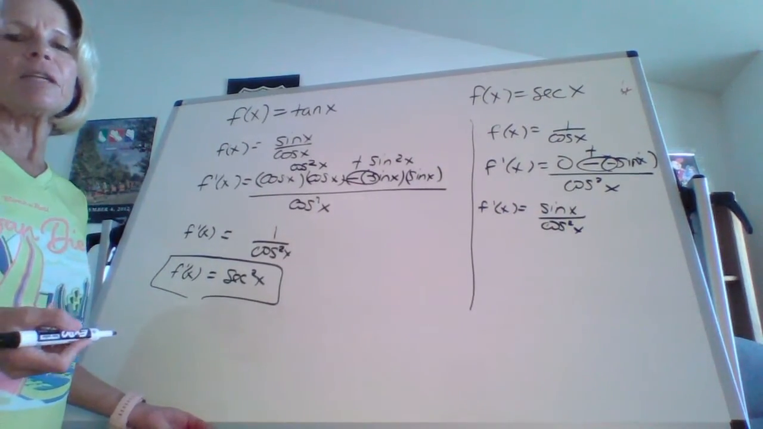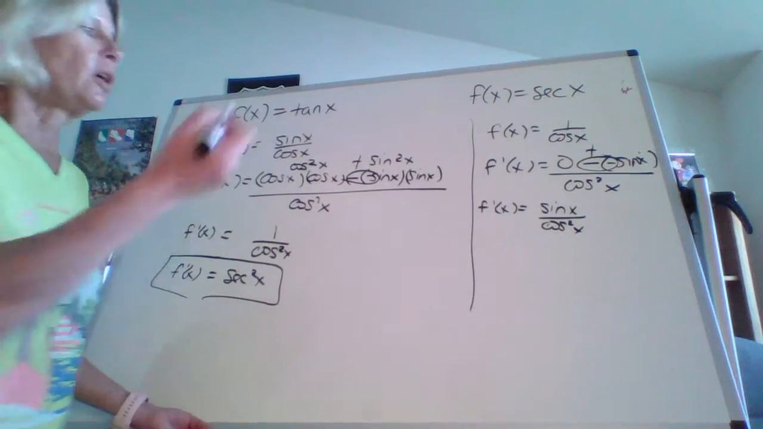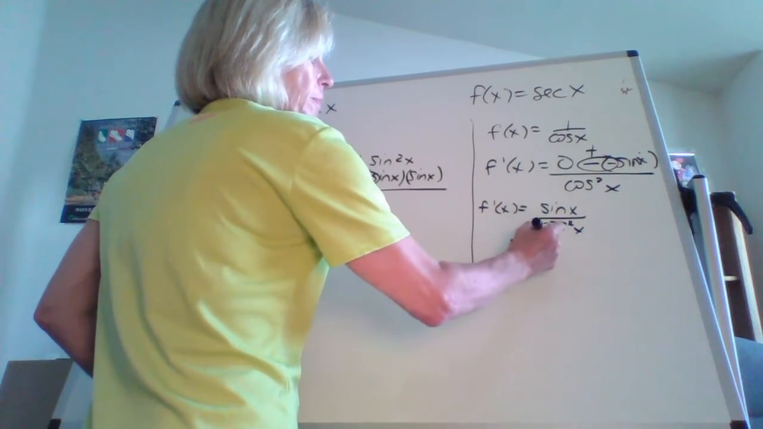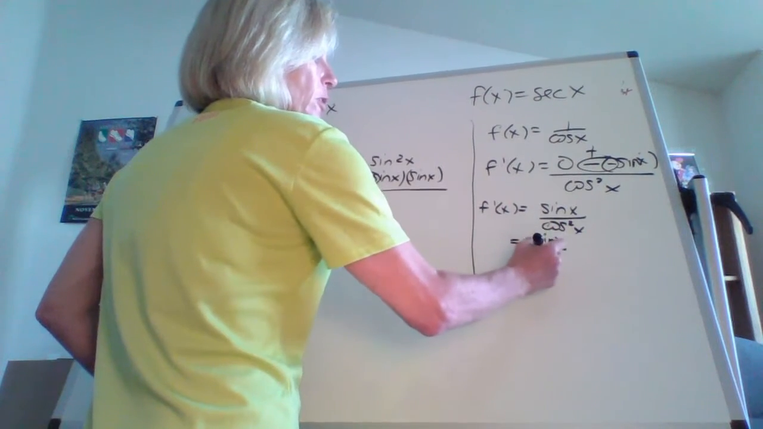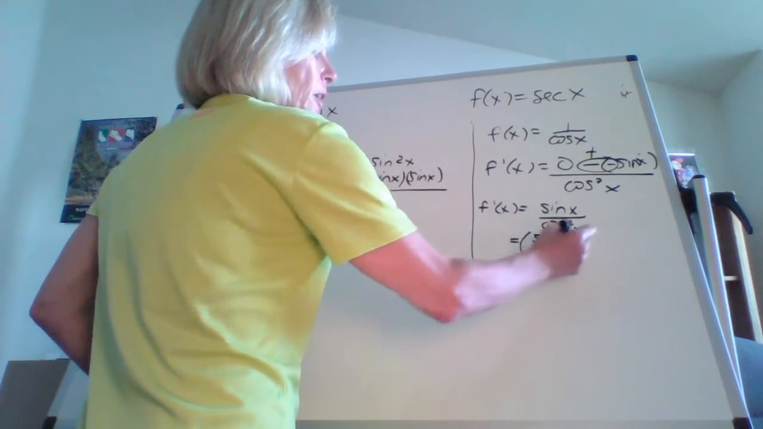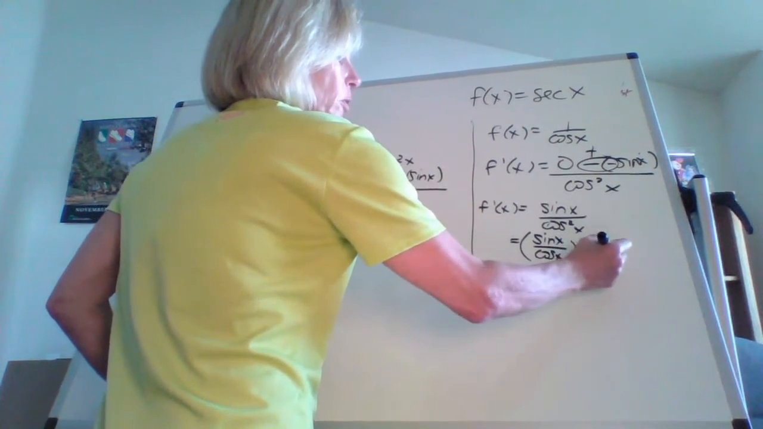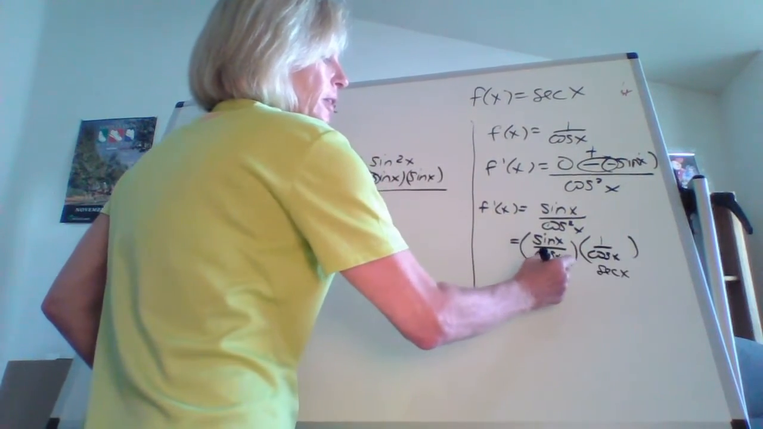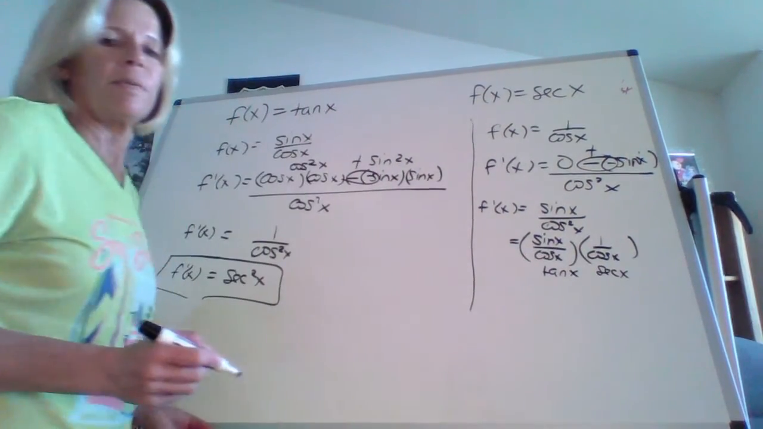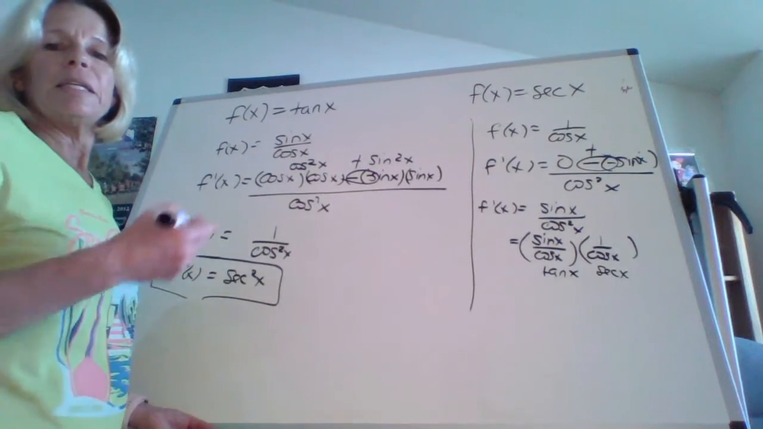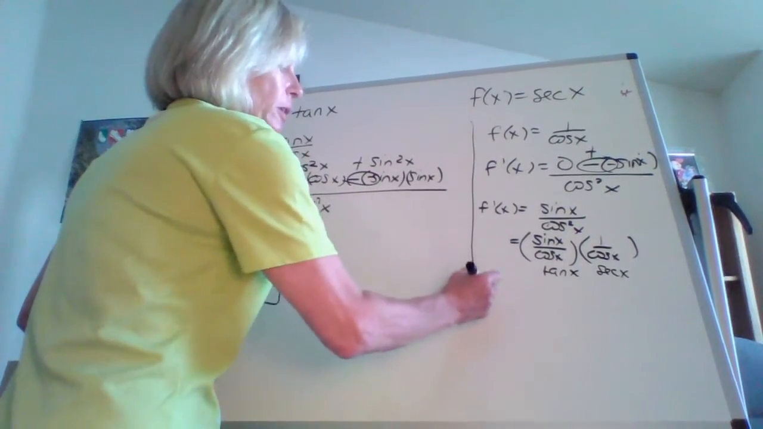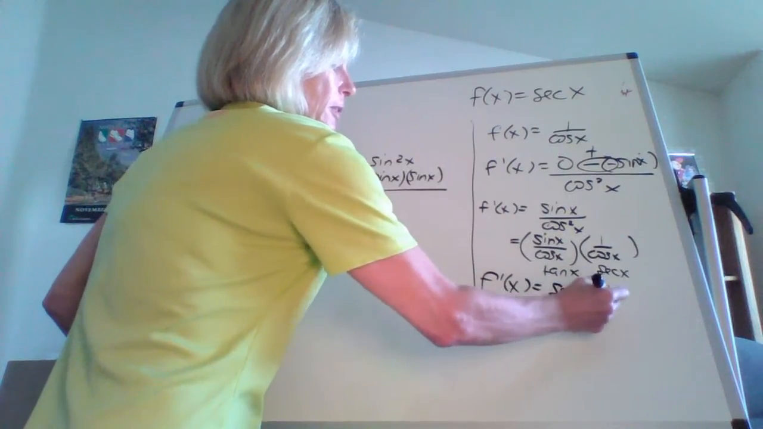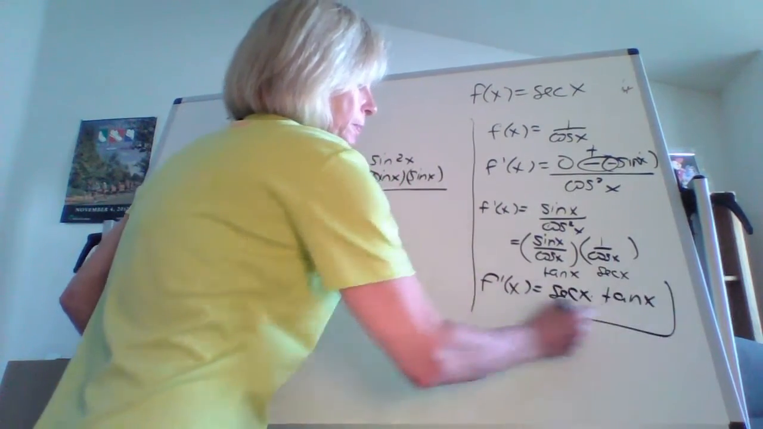Again, that's not the standard way we leave the answer. We're going to write this as sine x over cosine x times 1 over cosine x. This is secant x. This is tangent x. So the accepted answer, f prime of x, is secant x times tan x.